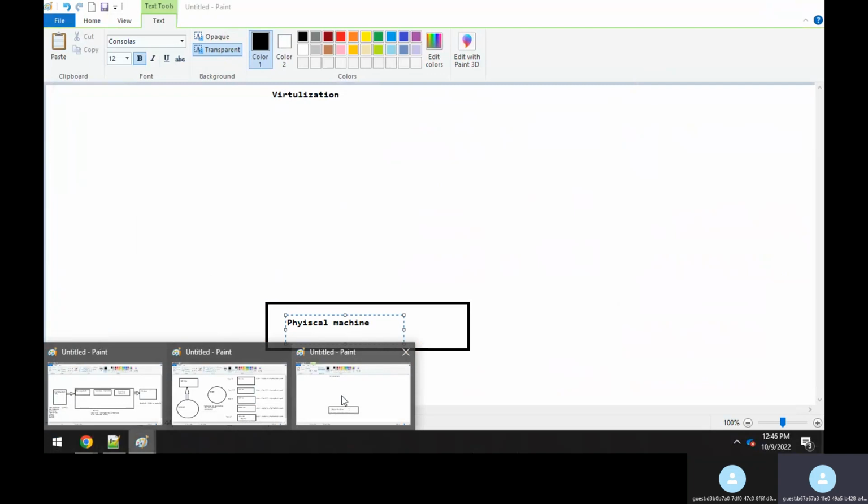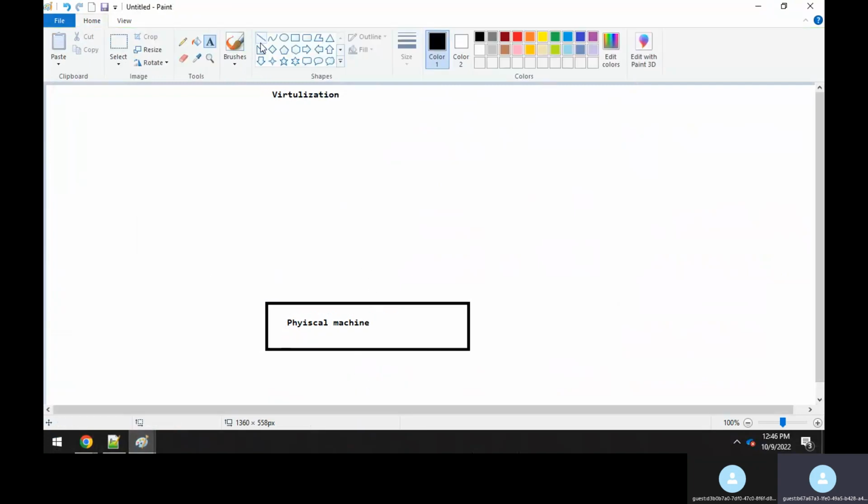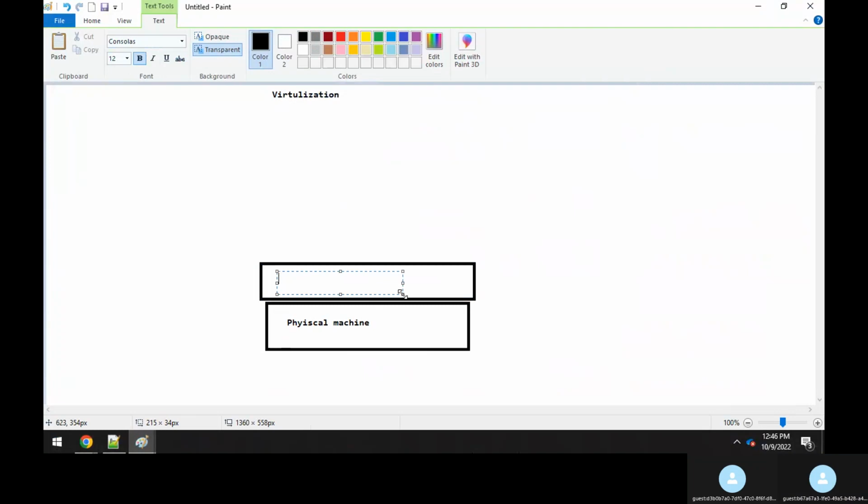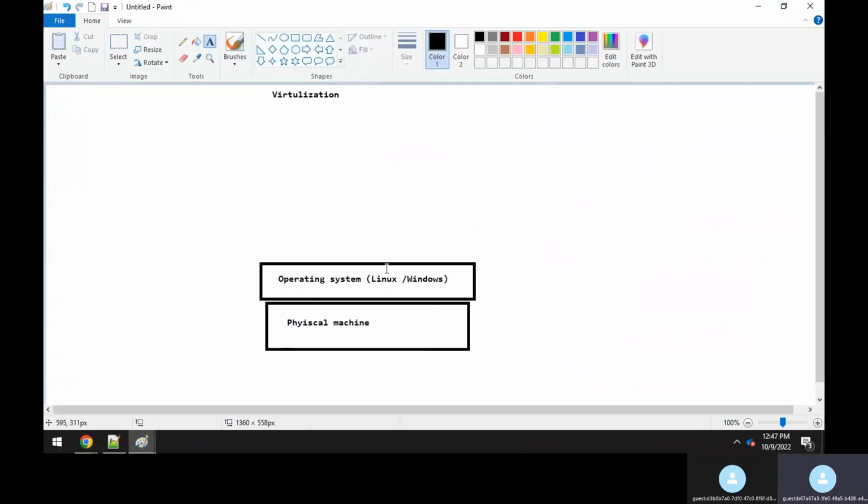So here, we used to have a physical machine. On top of the physical machine, we used to install an operating system. It could be Linux or Windows or anything, but preferably we used to install Linux. And on top of this operating system, we used to install the hypervisor.